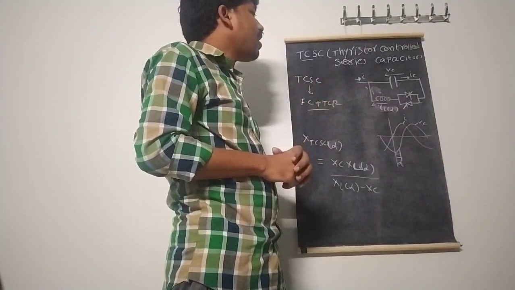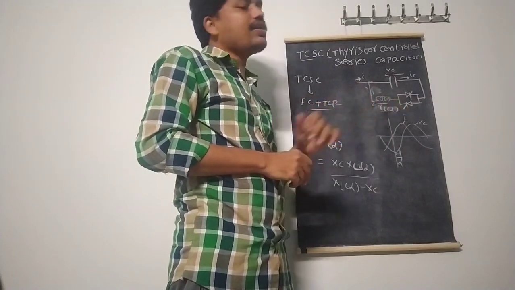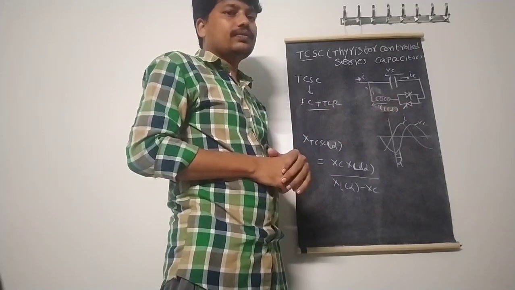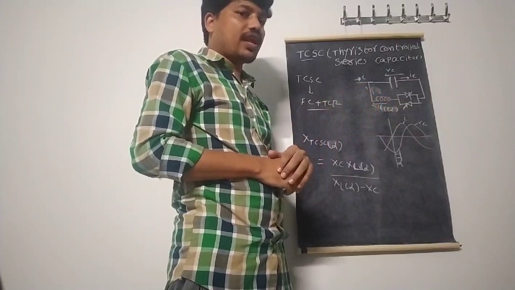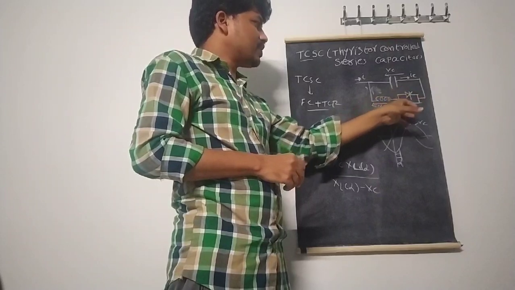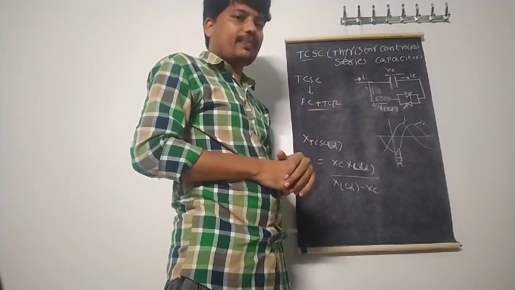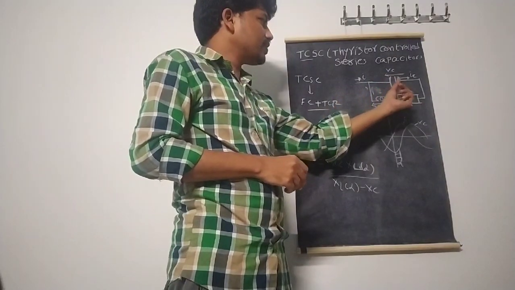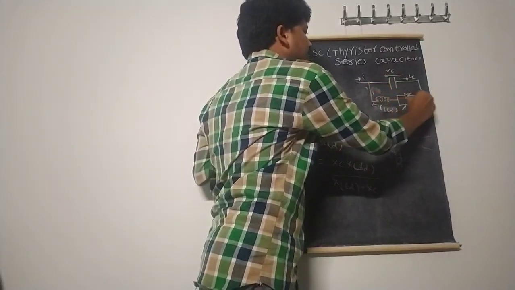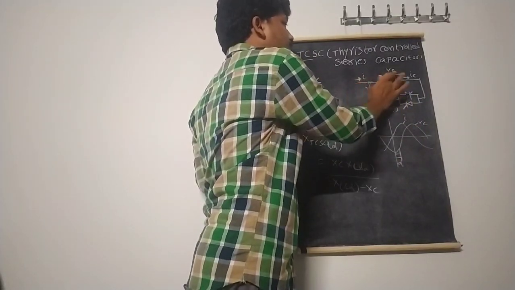By adjusting the turn on angle of this TCR, the firing angle alpha, by switching on and off these thyristor valves with the help of alpha, we can control the voltage across the capacitor. For example, if you close these switches, it acts as a short circuit through the inductor. Suppose you open the switch, then the entire current passes through the capacitor.